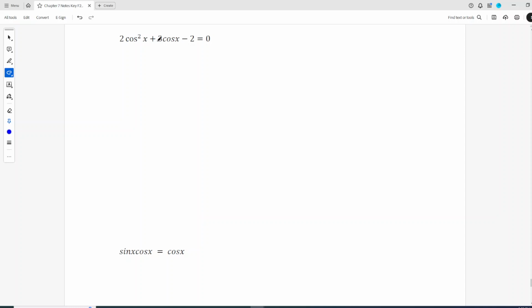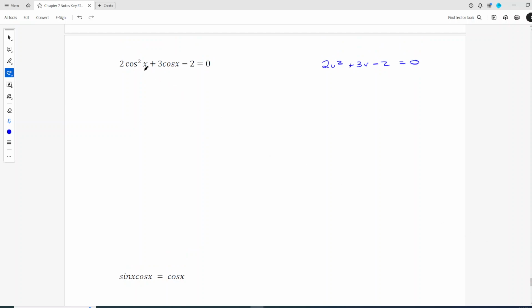So if you look at this one, we have a cos squared, a cos, and a number. So hopefully you guys are thinking of a trinomial. What does that mean? Well, you can think of it as 2u squared plus 3u minus 2, right? And you could solve it like this, thinking AC method, or if you're okay with the word cos being there, we're still going to do AC method. So we're going to do 2 times negative 2 is negative 4. We're looking for two numbers that multiply to get me negative 4 and add to give me 3.